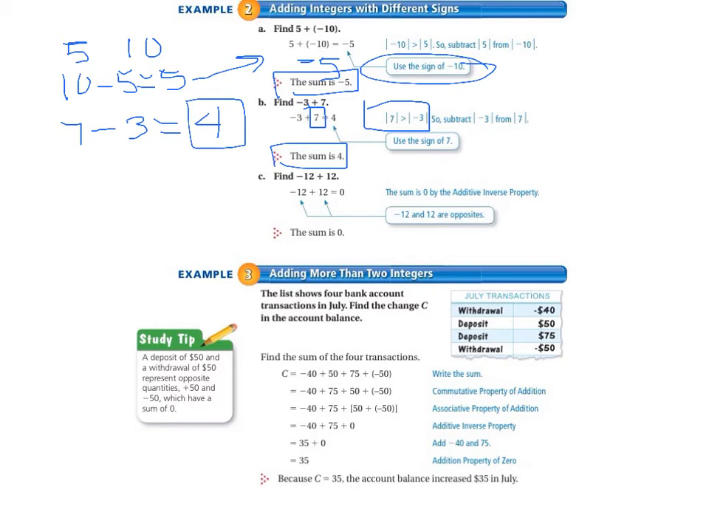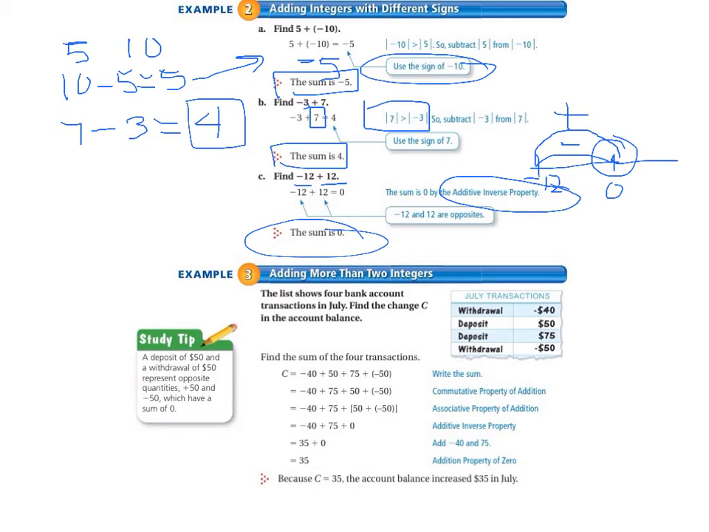So then we're going to move on to C. Negative 12 plus 12 equals 0 because of the additive inverse property. If you think about this one on a number line, if you're at 0 and you go to negative 12 and then you go back positive 12, you end up back at 0. So you subtract 12 and you add 12, so you end up back at 0. So your sum is 0.